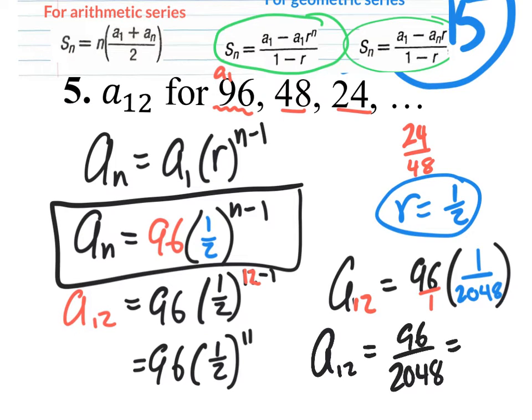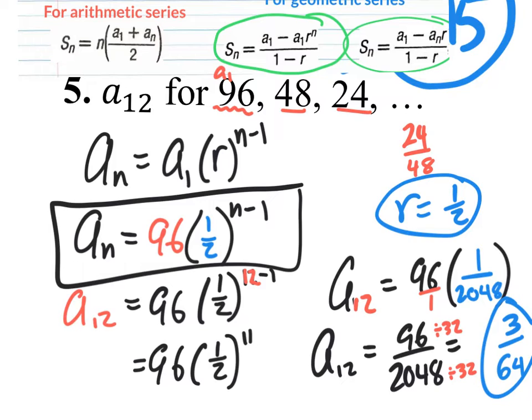Now that is a fraction and it could be reduced. So I just hit pause and I figured out what it could be reduced by with the calculator. That would be the number 32. So if you reduce both top and bottom by 32, you're going to get your final answer, which is 3 over 64. And you can't reduce that anymore. So a sub 12 equals 3 over 64.